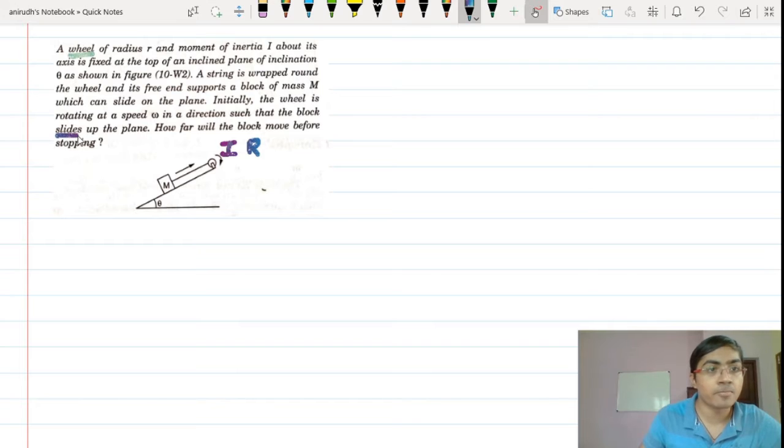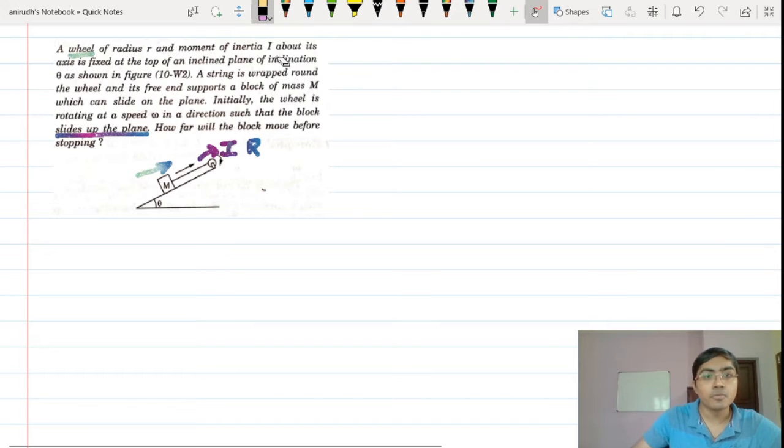So this is the catch point over here. This particular block of mass m is moving in this particular direction, and this string is wound around the pulley and connected to this mass. If the mass is going upwards, then the pulley is rotating in this particular direction. Only then can the mass go upwards. So the direction of rotation of the pulley is somewhat like this, and the arrow clearly shows this, and the specifications are I and R.